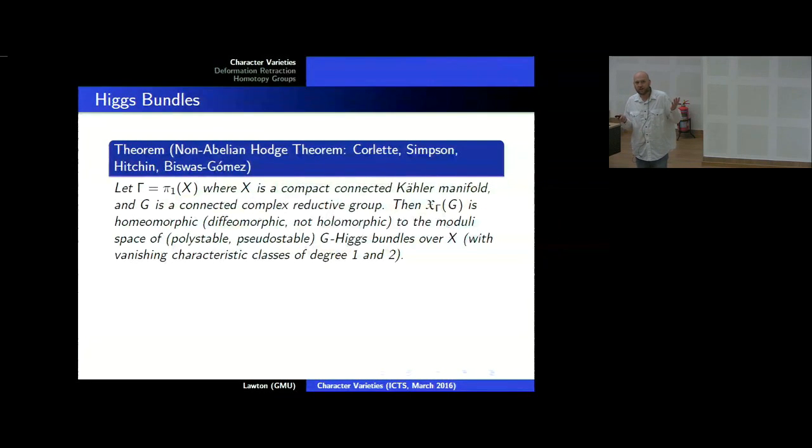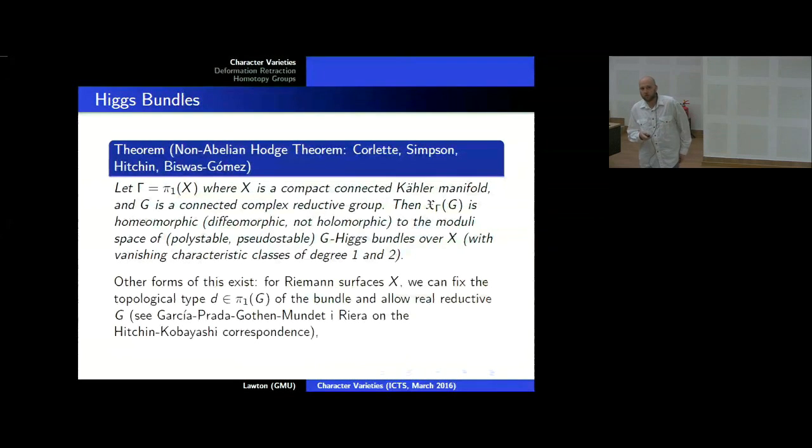It has lots of incarnations. Here's one. If you have a compact connected Kahler manifold and any connected complex reductive G, then this is homeomorphic and diffeomorphic on the smooth locus, but not biholomorphic, to the moduli space of maybe pseudo-stable G Higgs bundles over X with some vanishing characteristic classes. But we've learned about this already this week.